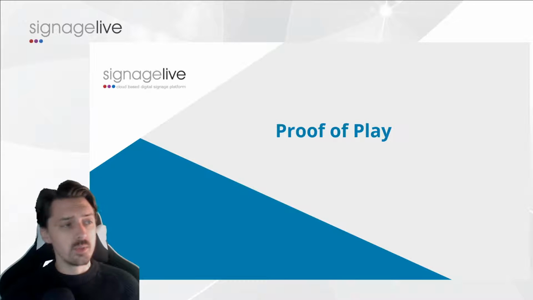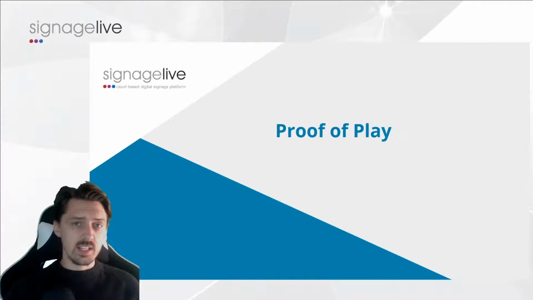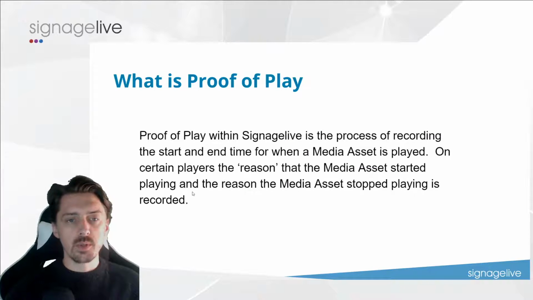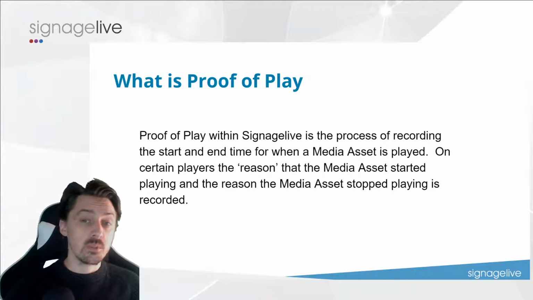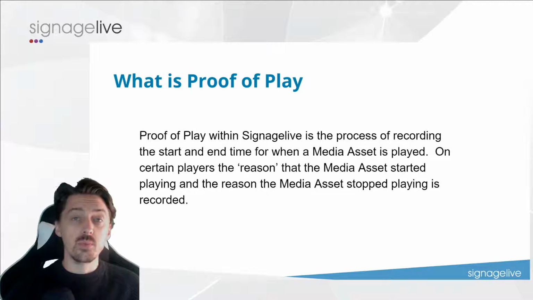So when we get started and we start talking about proof of play, what is proof of play conceptually? So we're going to go over here on this slide deck. So very simply, proof of play within Signagelive is the process of recording the start and end time of when a media asset is played. On certain players, the reason that media asset starts playing and the reason the media asset stops playing is recorded.